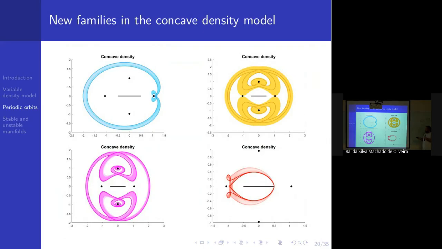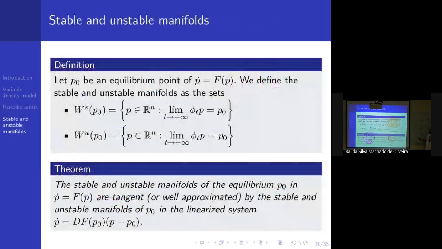So this family here also has a spiral behavior around triangular equilibrium points. So this behavior doesn't disappear for the concave density. It's just that another family inherits this spiral behavior.